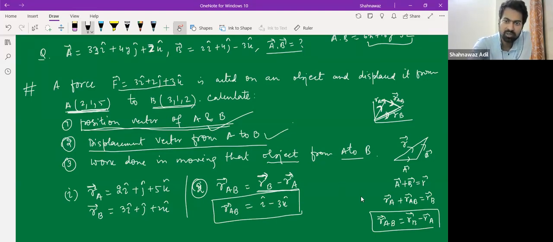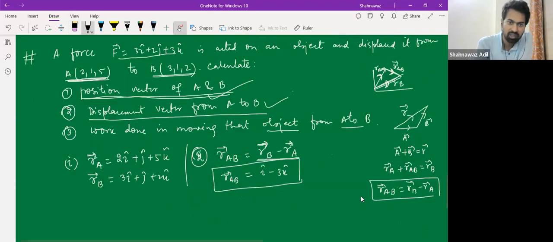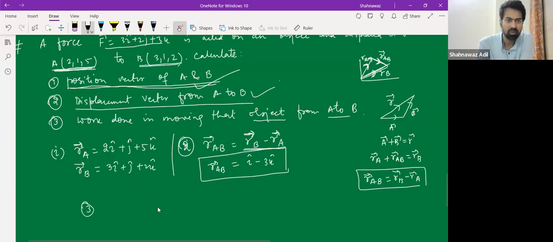Now let us move on to this third question. Do you guys remember what work done is? Work done is F dot displacement. Work done is force into displacement. Force is a vector quantity, displacement is a vector quantity, but work done is a scalar quantity. So how do we get this scalar quantity? By taking the dot product.